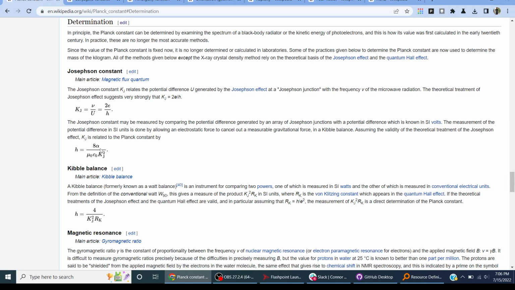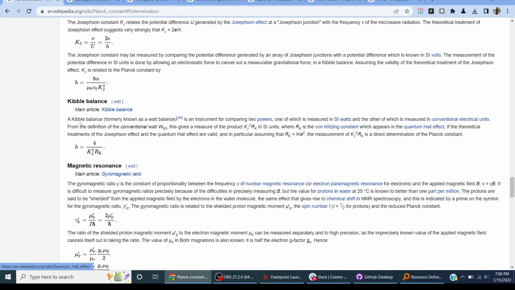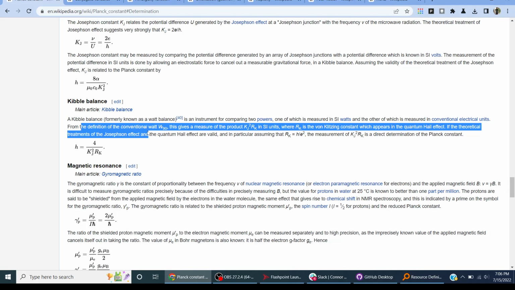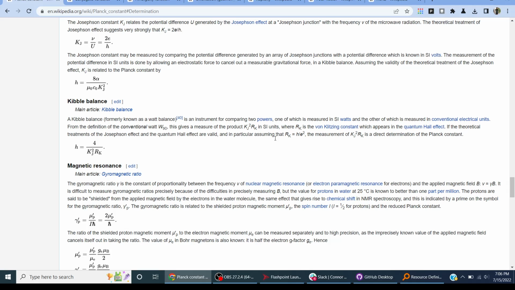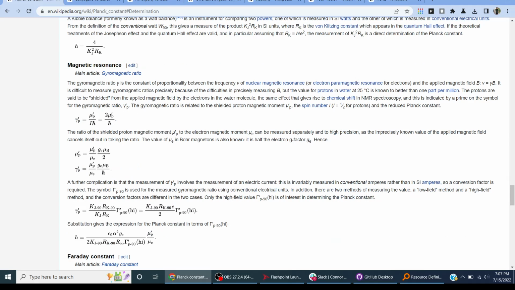A Kibble balance, formerly known as a watt balance, is an instrument for comparing two powers, one of which is measured in SI watts and the other of which is measured in conventional electrical units. From the definition of the conventional watt, W sub 90, this gives a measure of the product K sub J squared R sub K in SI units, where R sub K is the von Klitzing constant, which appears in the quantum Hall effect. If the theoretical treatments of the Josephson constant and the quantum Hall effect are valid, and in particular assuming that R sub K equals h divided by e squared, the measurement of K sub J squared R sub K is a direct determination of the Planck constant, h equals 4 divided by K sub J squared times R sub K. Magnetic resonance. Main article, gyromagnetic ratio.